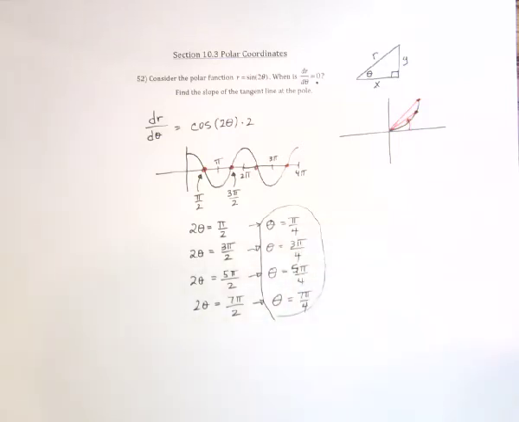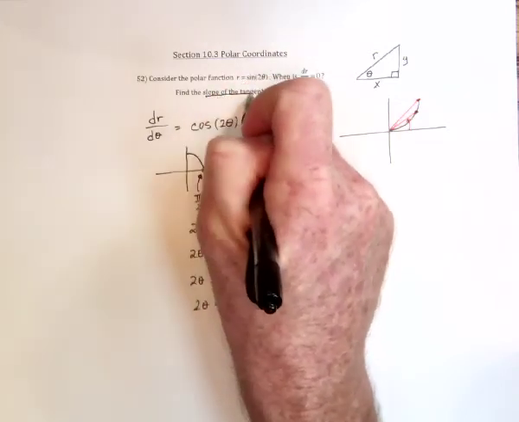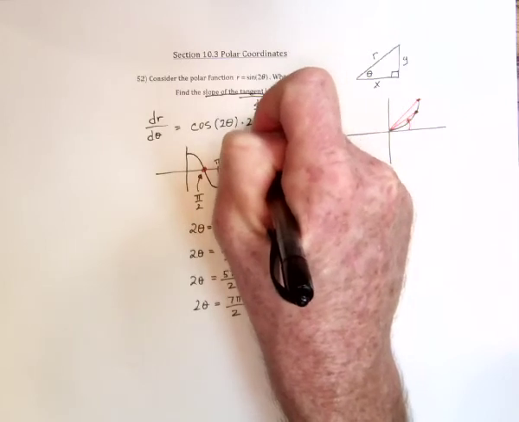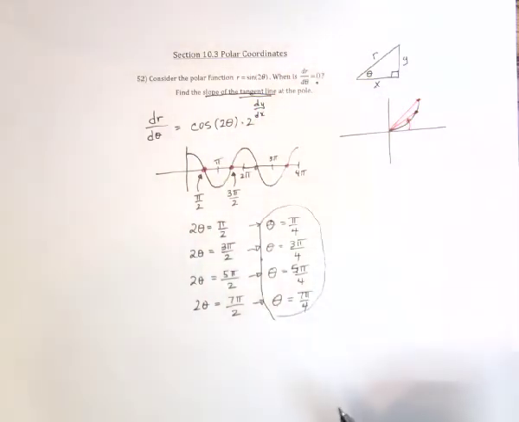Next, find the slope of the tangent line at the pole. Well, let's see. Slope of the tangent line, this goes back to Math 3A. This is saying dy dx, which is not the same as dr d theta. So dy dx means, well, we need to know what x is equal to and what y is equal to.